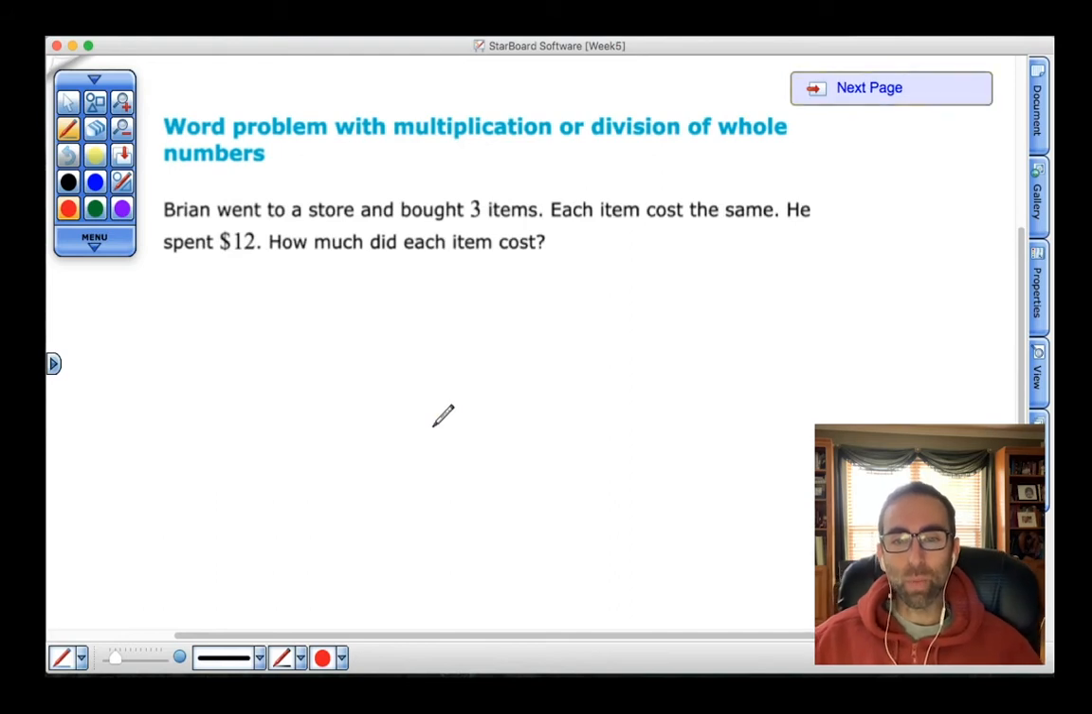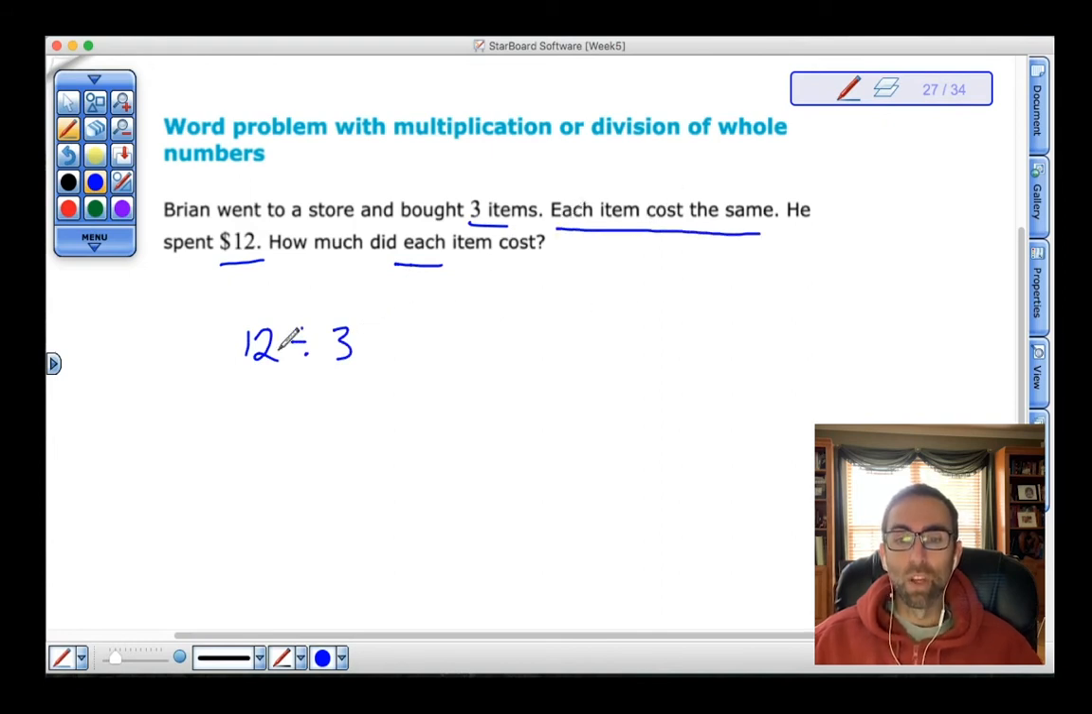Next equation, Brian went to a store and bought 3 items. Each item cost the same. He spent $12. How much did each item cost? So we know the total of $12. We want to figure out how much each of the 3 items costs. So let's start with our 12. And then for each, we want to make sure we're dividing here by the 3 items. And then we'll figure out the price of each one because we know that each item costs the same. So 12 divided by 3, we get an answer of 4.